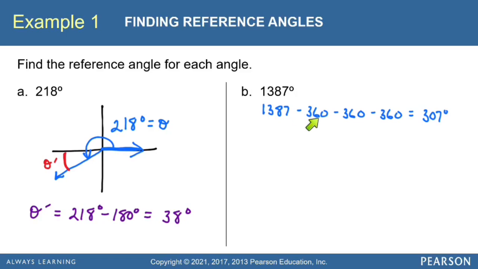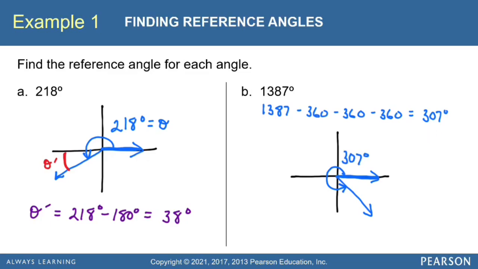Every time you subtract 360, if the angle is still too big to draw, just subtract 360 again and keep going until you get something that's less than 360. And so now we can see that 307 will be a coterminal angle. So on our coordinate system, of course, we start at the positive x-axis, and if we go 90, 90, 90 degrees, that's a total of 270, and we have to go a little farther than that to reach 307.